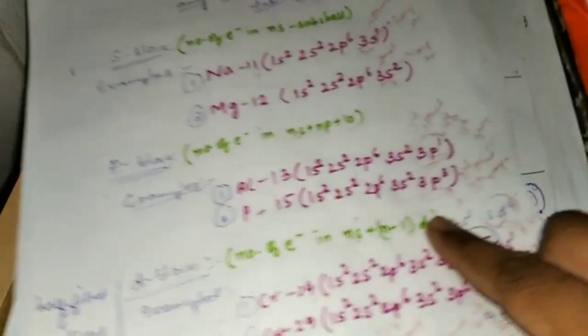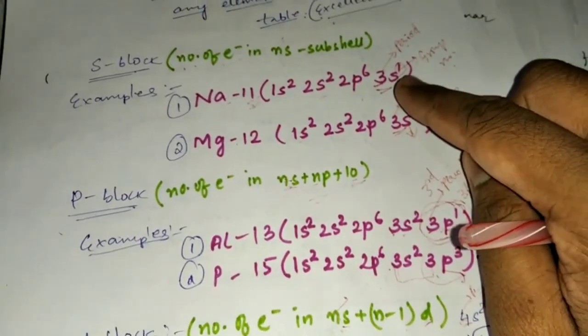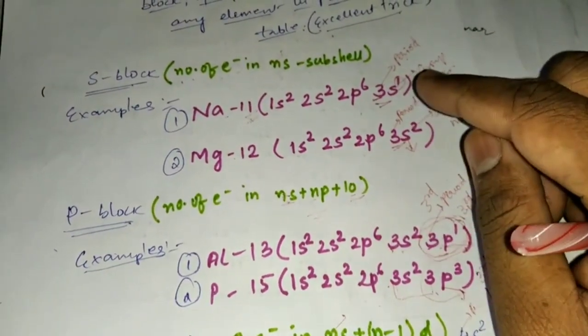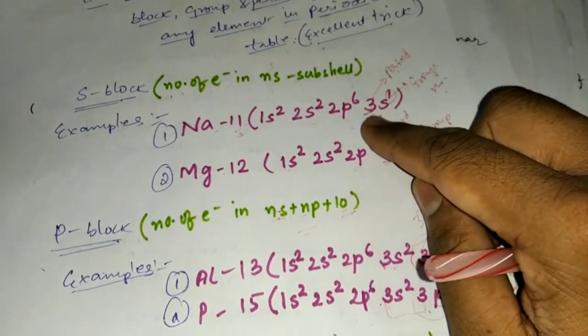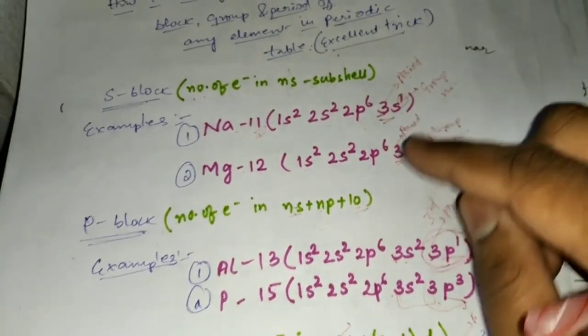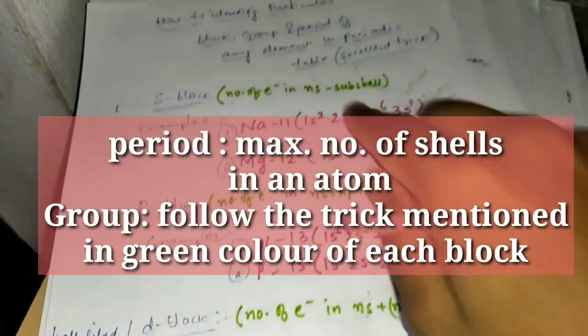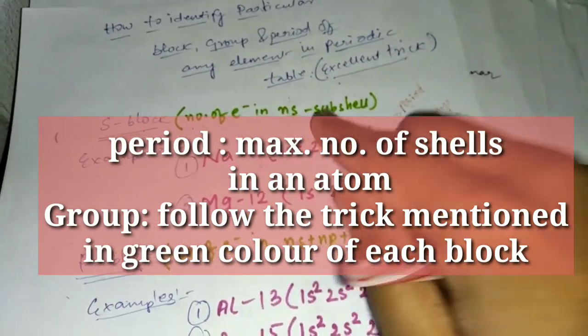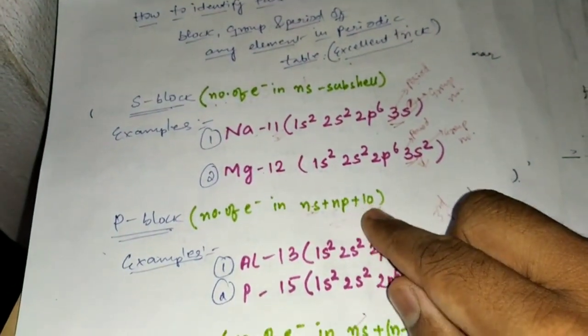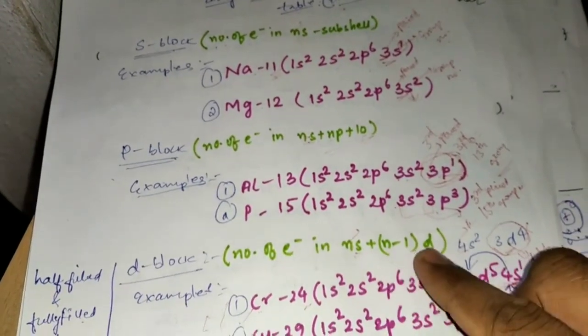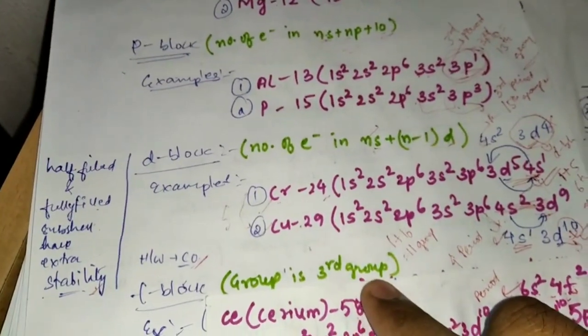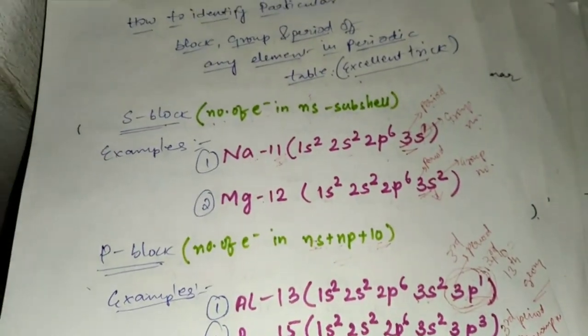The period number becomes the highest number of shells, the largest number of shells, whichever it is. And the group number, I have already explained. For the S block it is ns, for the P block it is ns plus np plus 10, and for the D block it is ns plus (n-1)d. The F block is the third group. Okay. So I hope you all understood how to find the group number and period number.